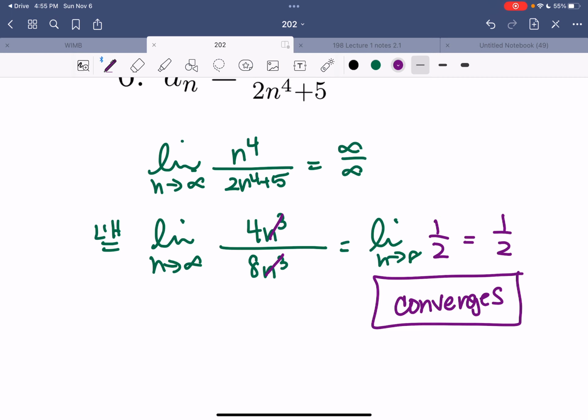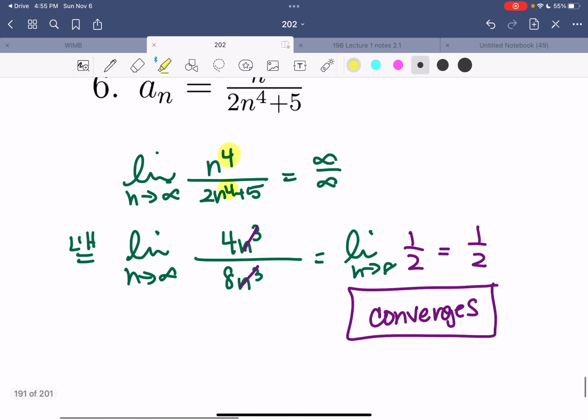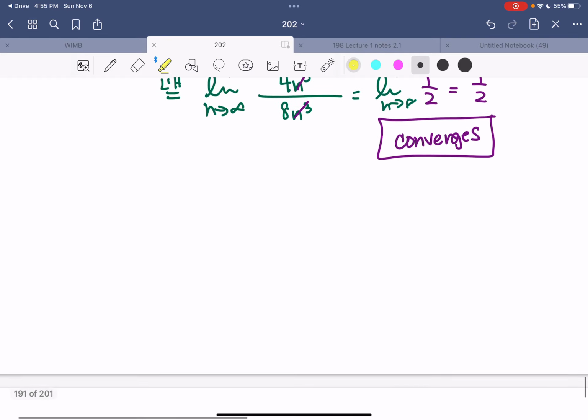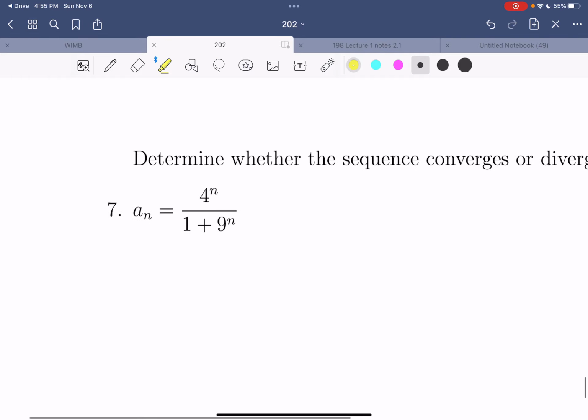The other option is say, hey, we have a rule. When we have a polynomial divided by a polynomial, we take a look at the powers. And when they're balanced, you take the ratio of what's in front. So again, you get 1/2. Okay, so just two different ways to get 1/2. But when you get the limit equals 1/2, it tells you that this sequence converges.